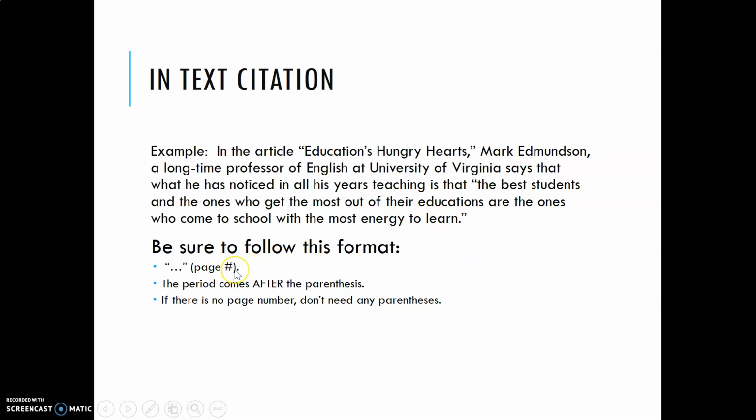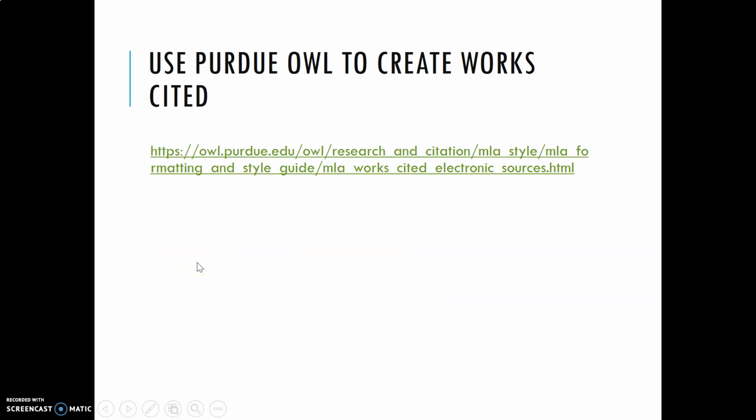If you have a page number, and sometimes you won't have a page number, if it's an electronic document that doesn't have consistent pages, you don't need to put a page number. If it's a PDF document where there are consistent page numbers, or a book or a physical magazine or newspaper, then you would put a page number, and that would come after the quotation mark, and you see the period would come after the parentheses. If there is no page number at all, you don't need to have any of that. You would put your period and end your quotation.